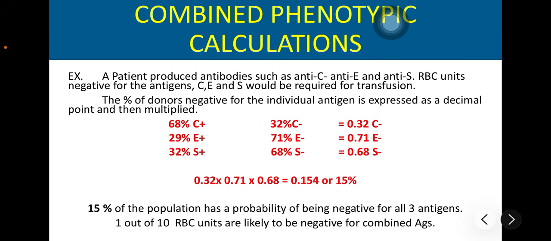So how are we going to solve it? C negative 0.32 multiplied by E negative 0.71 multiplied by 0.68 will give you 0.154 or 15%. Therefore, 15% of the population has the probability of being negative for all three antigens. Then you are going to examine 1 out of 10 RBC units, which is likely to be negative for the combined antigens.